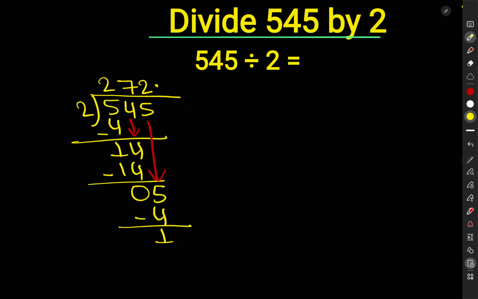So we take here decimal so that we put 0. So it is 10 and 2 times 5 is 10. On subtracting, we get 0. So 545 divided by 2 is 272 decimal 5.